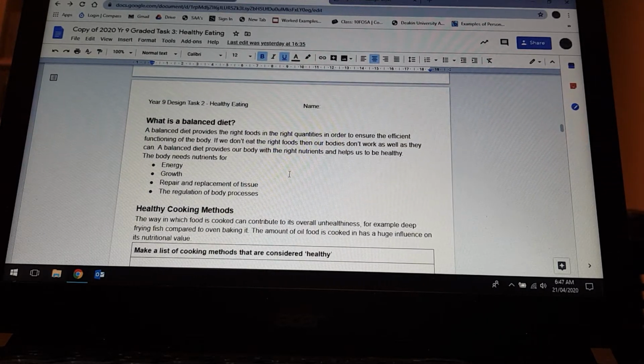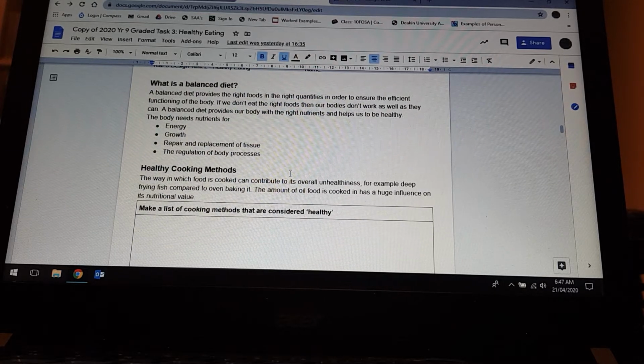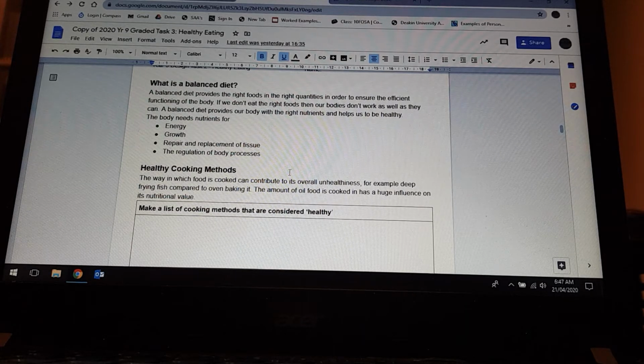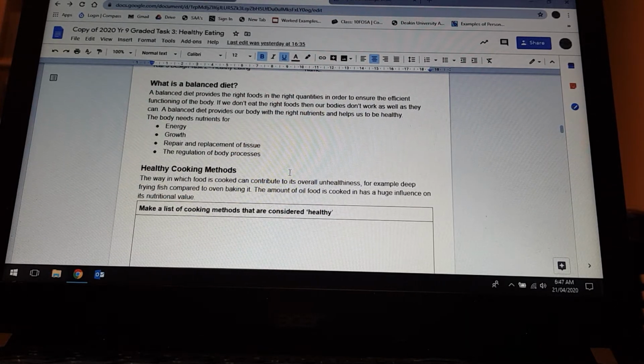What is a balanced diet? A balanced diet provides the right foods in the right quantities in order to ensure the efficient functioning of the body. If we don't eat the right foods, then our bodies don't work as well as they can. A balanced diet provides our body with the right nutrients and helps us to be healthy. The body needs nutrients for energy, growth, repair and replacement of tissues, and the regulation of body processes.